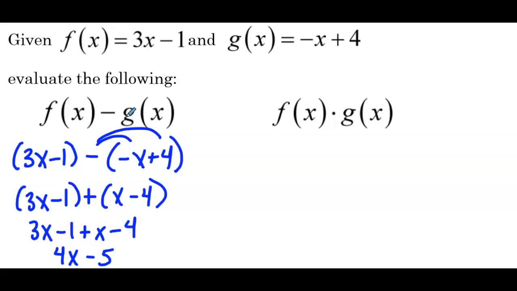So that means f of x minus g of x, the difference of our two functions, is equivalent to 4x minus 5.